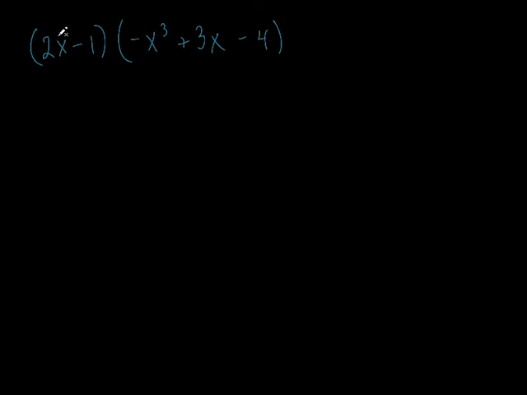All right? So what do we do? We take that 2x, and we multiply it by everything in that other parentheses. Then we're finished doing that. Then what do we go to? The negative 1. It's not just a 1. It's a negative 1, and we multiply it by everything inside there.